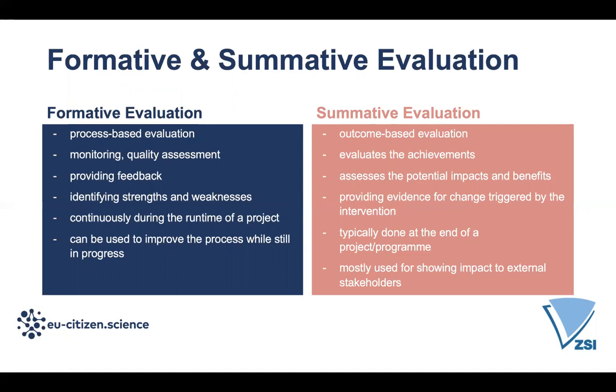Summative evaluation, on the other hand, is outcome-based and is concerned with assessing the overall goals of the activities or programs, its potential impacts and benefits. This impact assessment is providing evidence for change triggered by the intervention, and mostly used for showing impact to external stakeholders or for certain groups.